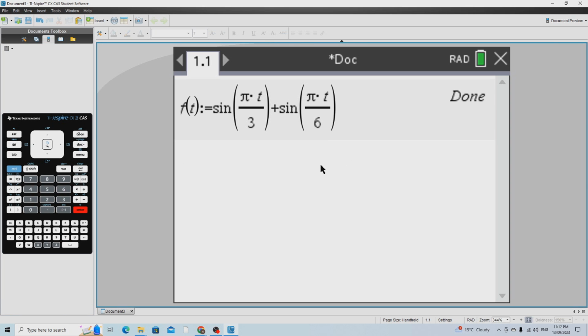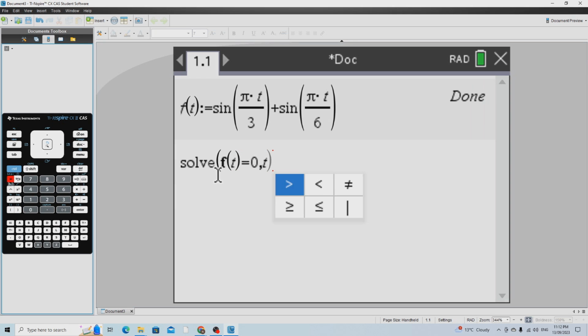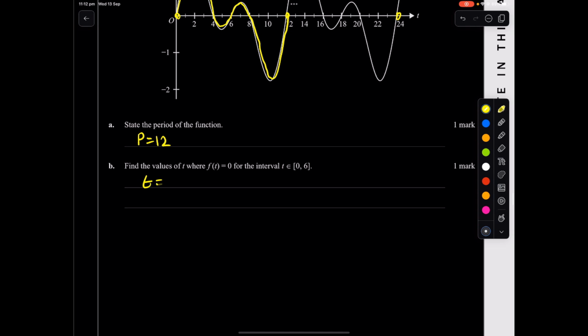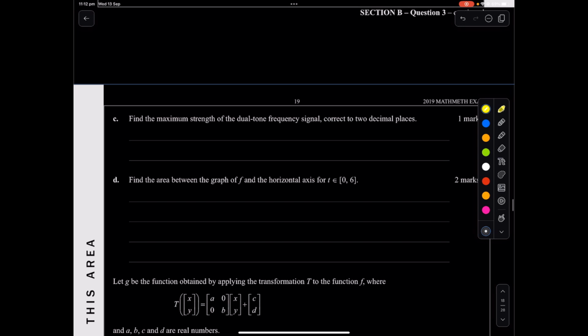Okay, so find the values of this. So we want to solve f of t equals 0, comma t, given from 0 to 6. And that gives you these values. So t equals 0, t equals 4, and t equals 6. Done.